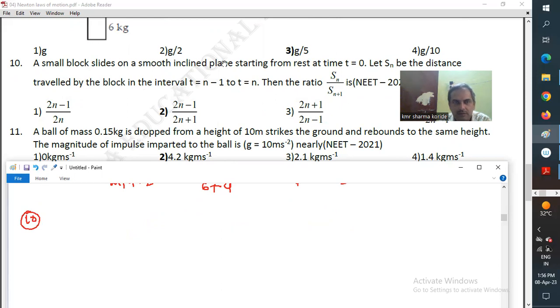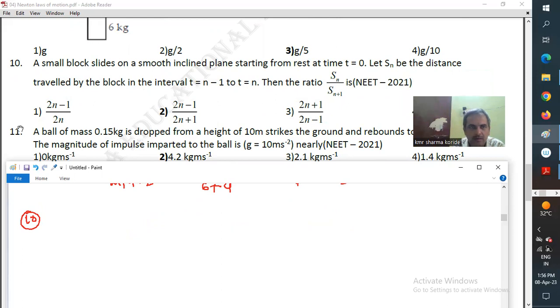Okay, since motion on an inclined plane is included in this chapter, but actually, strictly speaking, this particular question is to be explained in motion in a straight line. A small block slides on a smooth inclined plane starting from rest at t equal to 0. Sn is the distance traveled by the block in the time interval t equal to n minus 1 to t equal to n. The ratio of Sn by Sn plus 1.